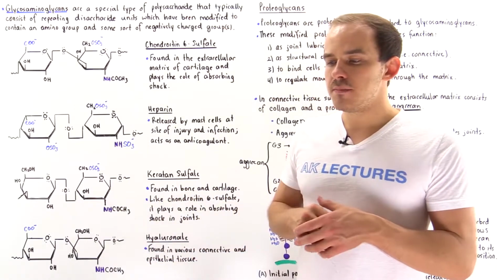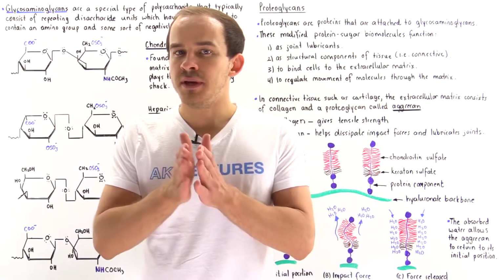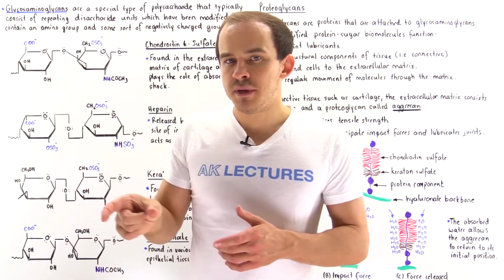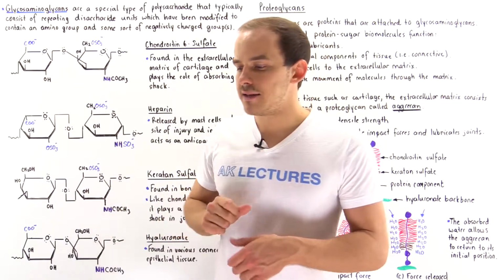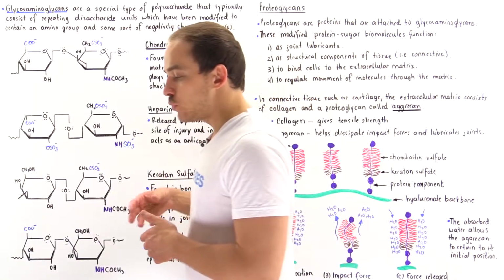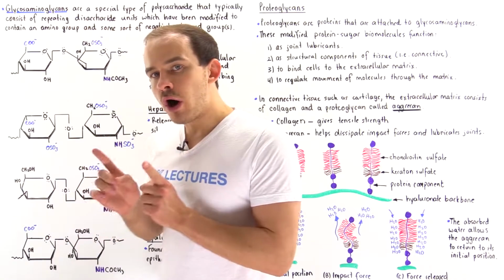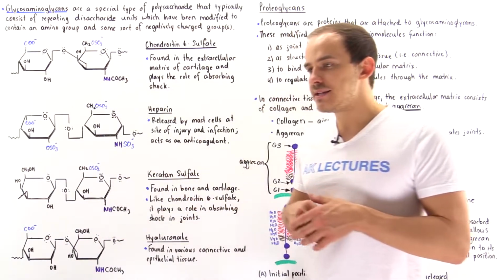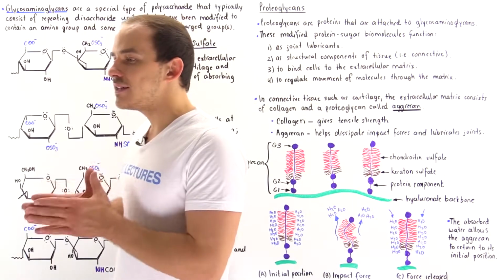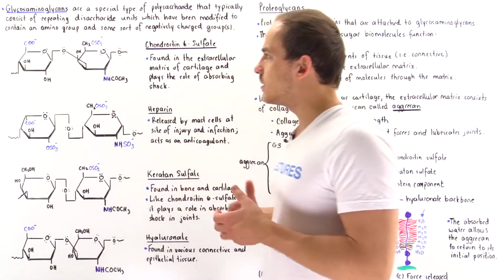Well, a glycosaminoglycan is a special type of polysaccharide that consists of repeating disaccharide units. So we have two sugars that repeat again and again and again. Now, one of these sugars is an amino sugar, and what that means is it contains an amino group. And at least one of these sugars in the repeating disaccharide unit is actually modified with some type of negatively charged group, for instance, a sulfate group or a carboxylate group.